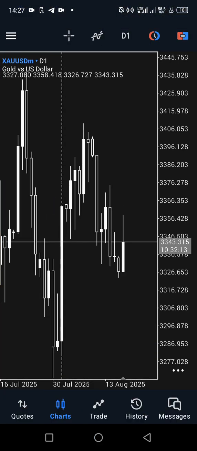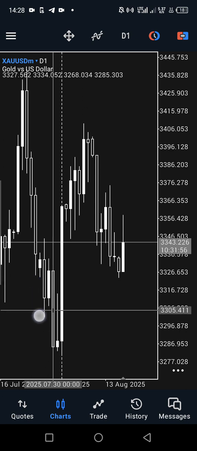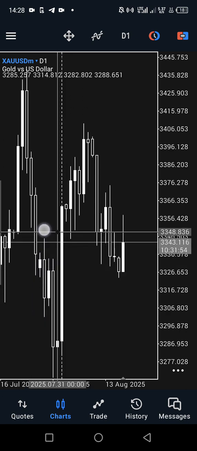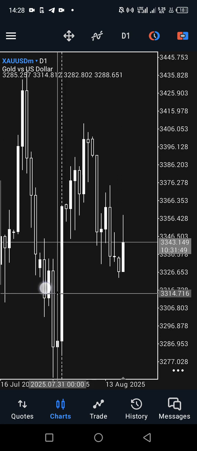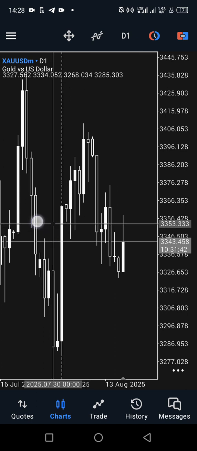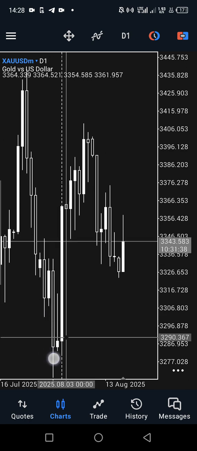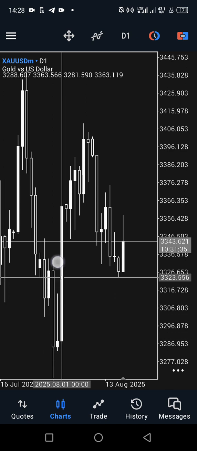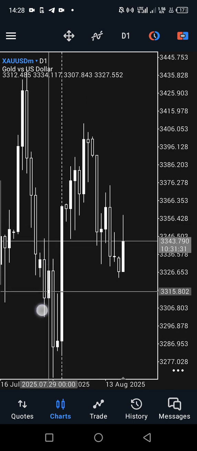Fair value gaps consist of 3 candles, and in those 3 candles there will be a space between the first candle's high, which is this candle, and the third candle's low, which is this candle. Is that understood? Now take this definition again. A fair value gap consists of 3 candles. This is the first candle, the second candle, and third candle, and there is a space between the first candle's high and the third candle's low. So that is the space.